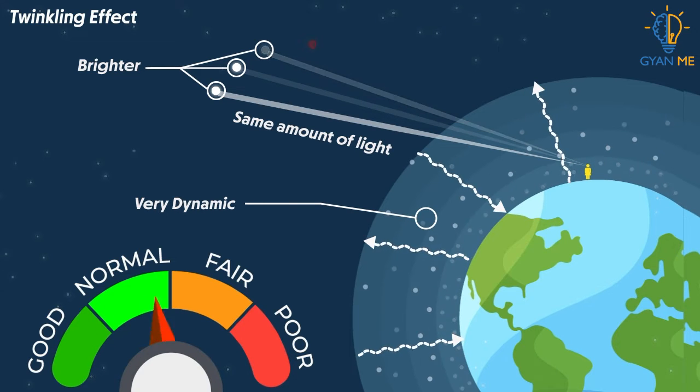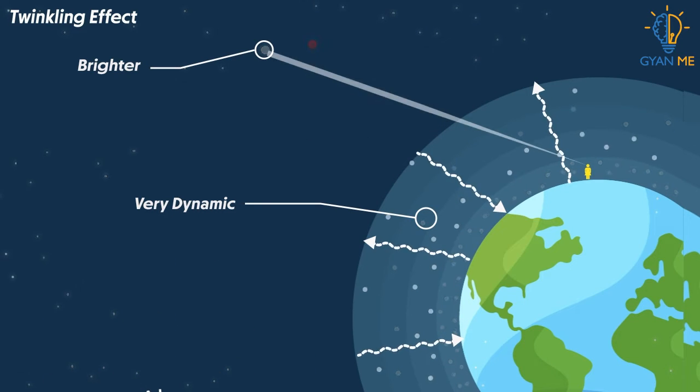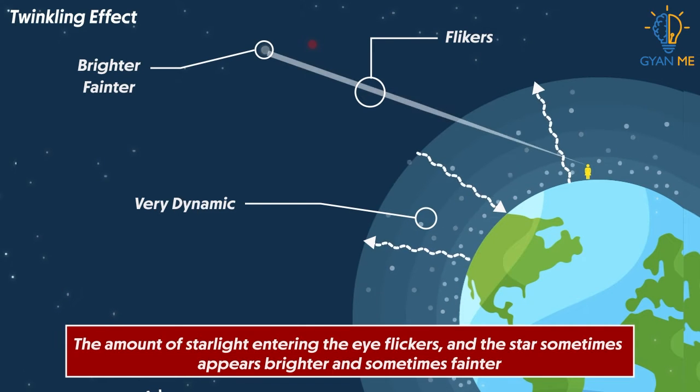So what will happen is the amount of light, the intensity of light now reaching us, changes. Thus, the amount of starlight entering the eye flickers every time. And the star sometimes appears brighter and sometimes fainter. And this is the reason behind the twinkling effect of stars.